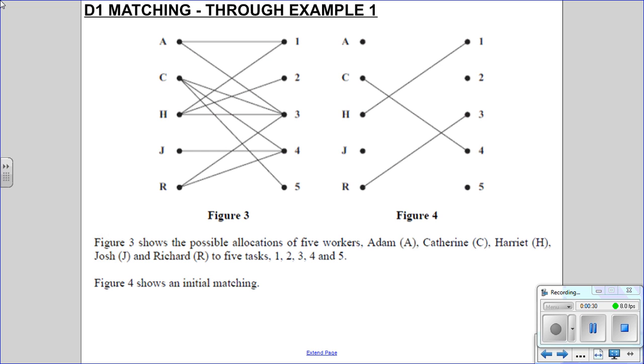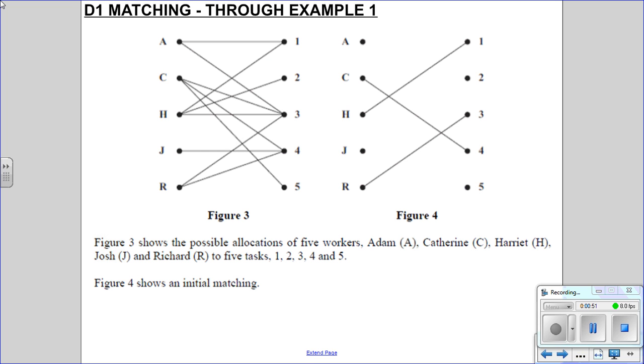Hegarty's one's half an hour long plus a 15-minute tutorial. I reckon we can get this down in, I don't know, in 15 minutes. So, let's do it. So D1 matching, this is like I say, a brief topic, and the idea of it is, it's quite fun actually.